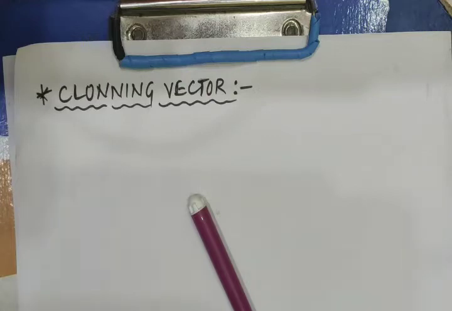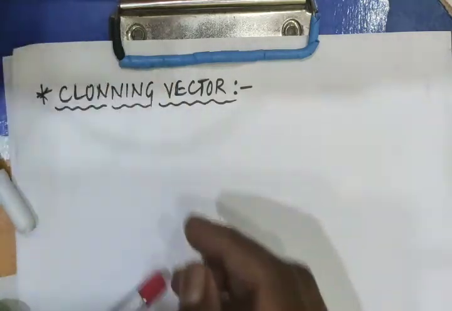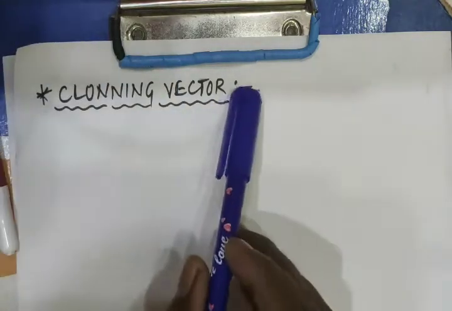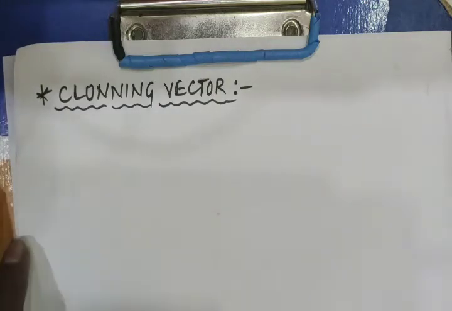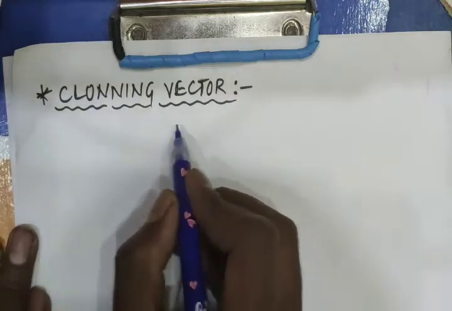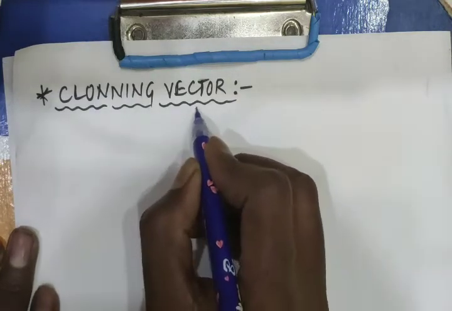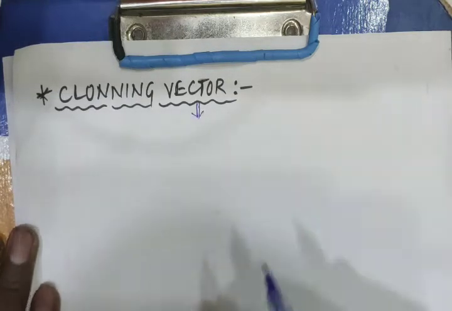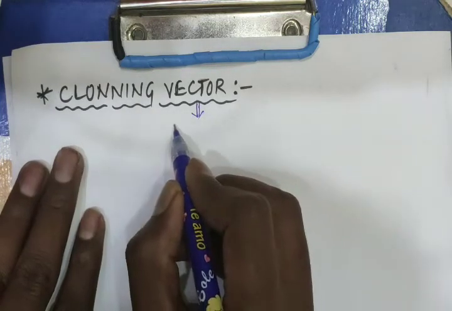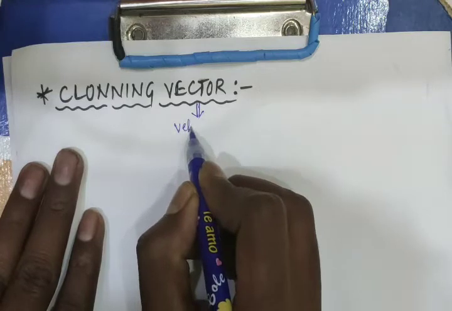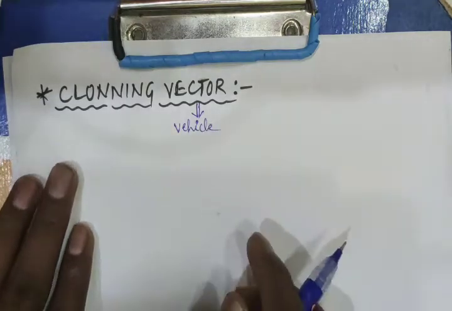So we are going to isolate the DNA, but here for construction of rDNA we need one more major tool. That tool is the cloning vector. What is the tool? Cloning vector. The question arises, what does cloning vector actually mean? Vector means, as we already know, vector is a vehicle. Vector means vehicle.